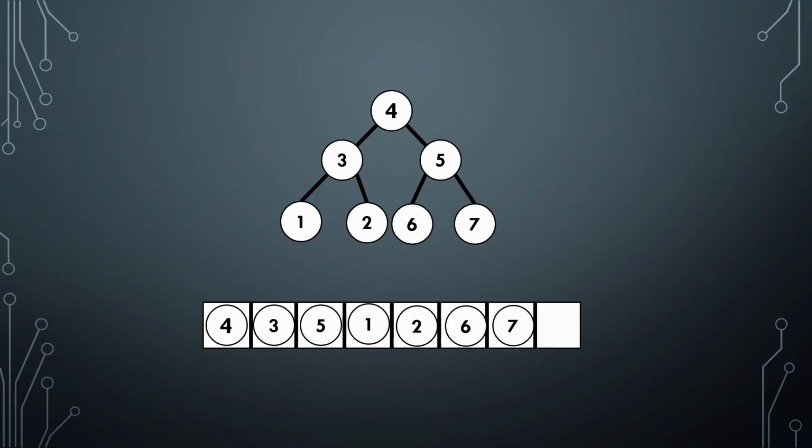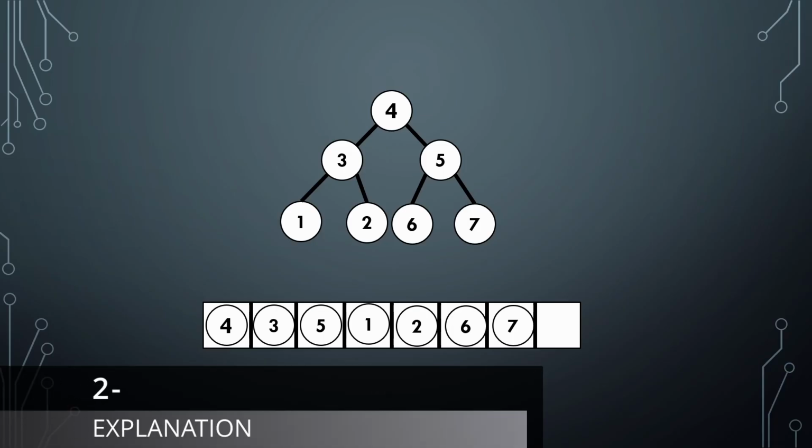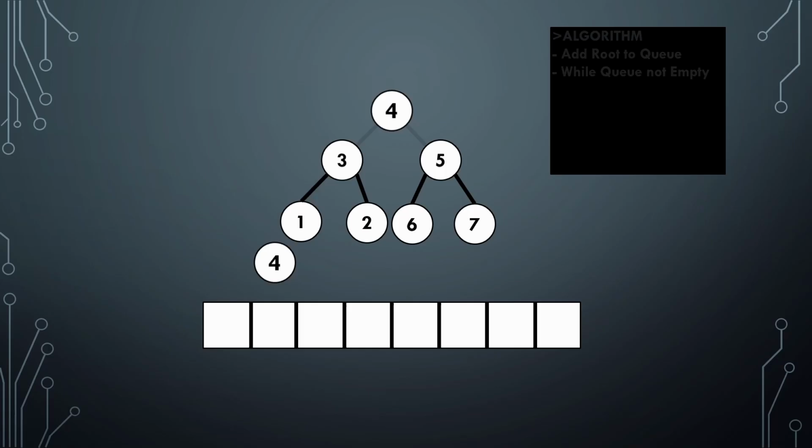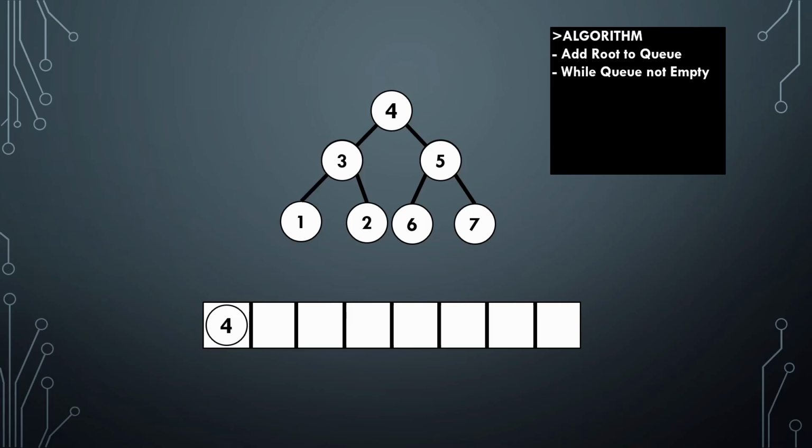Now how are we going to use this technique to solve this Leetcode problem? Say we have the same tree and we have a queue which we will use to solve this problem. We can start first by adding the root to the queue. And here we can start a loop. We can say that as long as the queue is not empty, we will perform the following procedures.